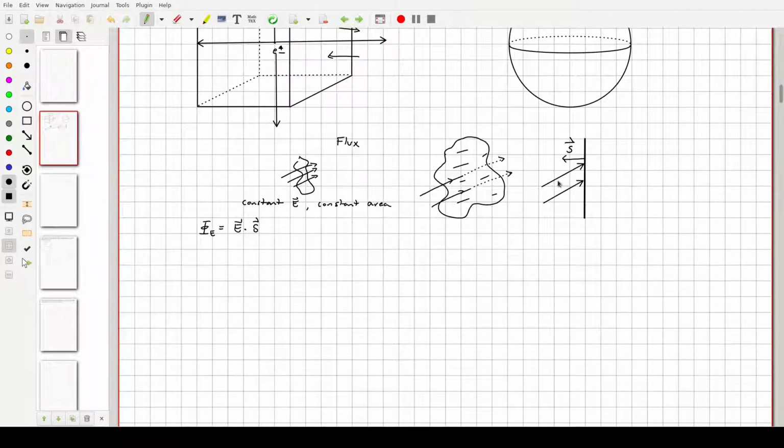Now, if you look at these vectors right here, and you think of using the side of the surface right here as sort of like the y-axis, then what we'll do is we'll create an x-axis that looks like this.